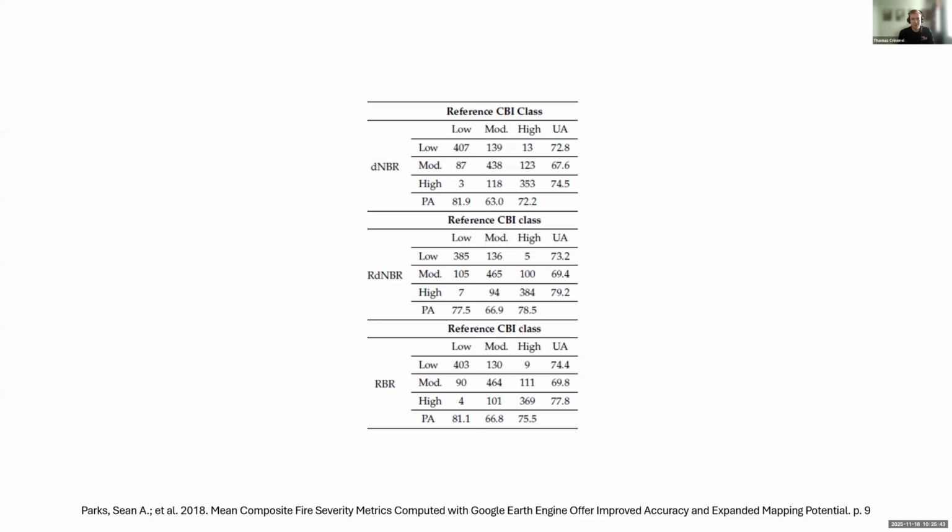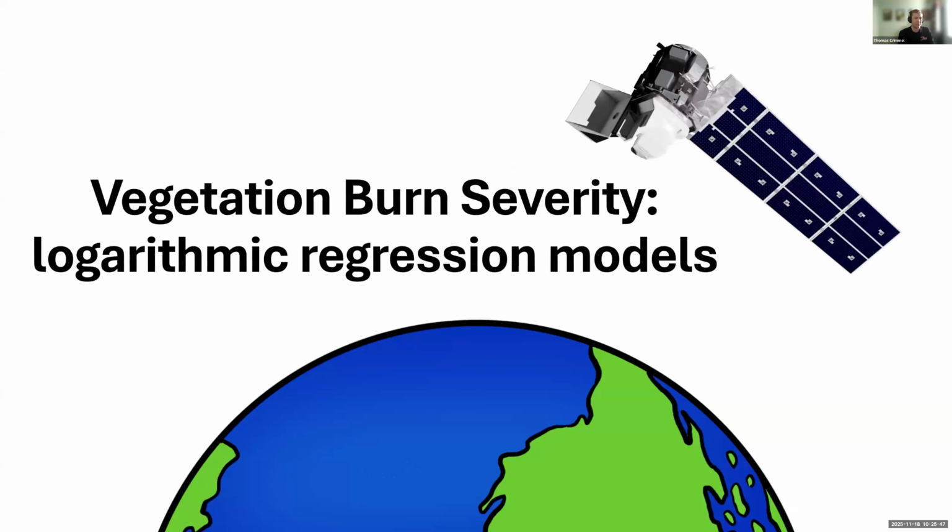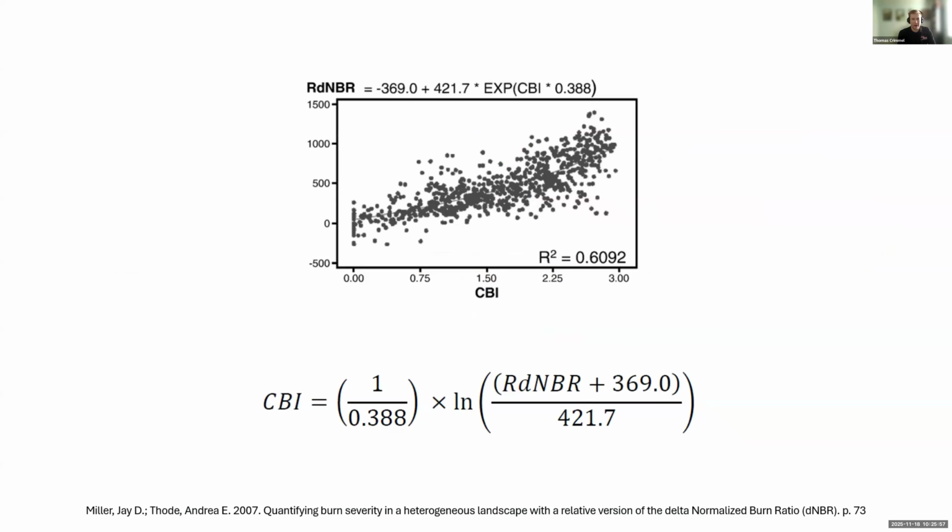So to pull this out, there's been a lot of effort to bring that index data into something that's a little more useful. A lot of this comes in the form of logarithmic regression models. This is what the federal government mainly uses in the MTBS and RAVG program. They were developed by Jay Miller and several associates.